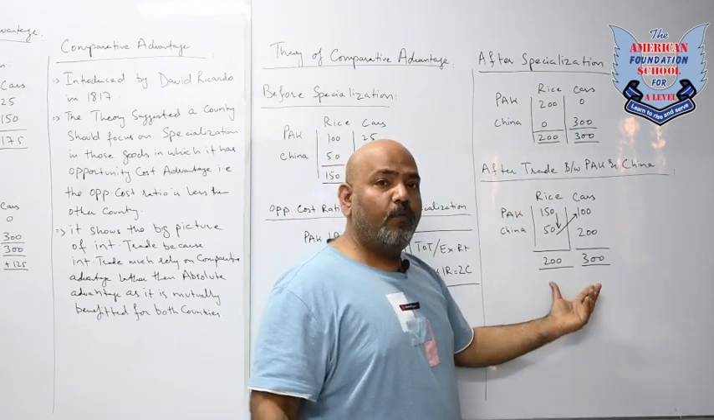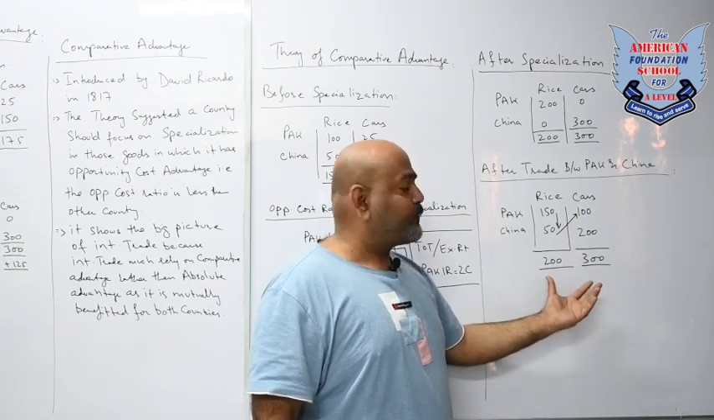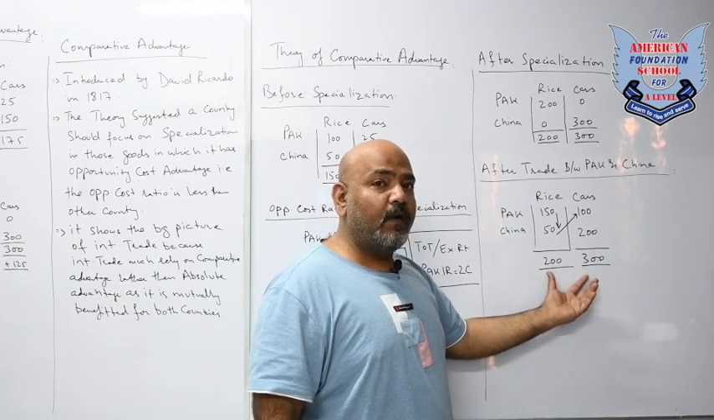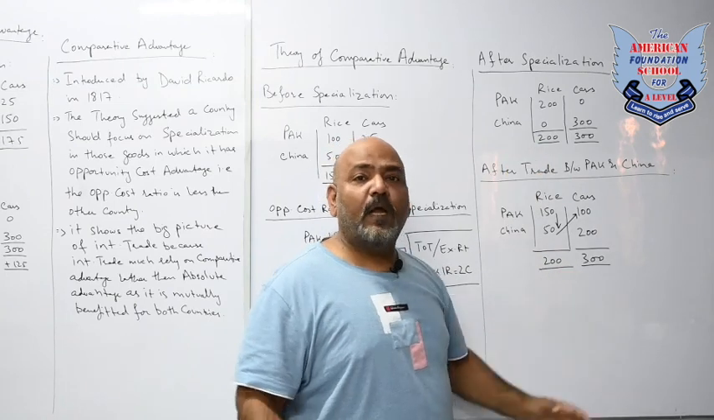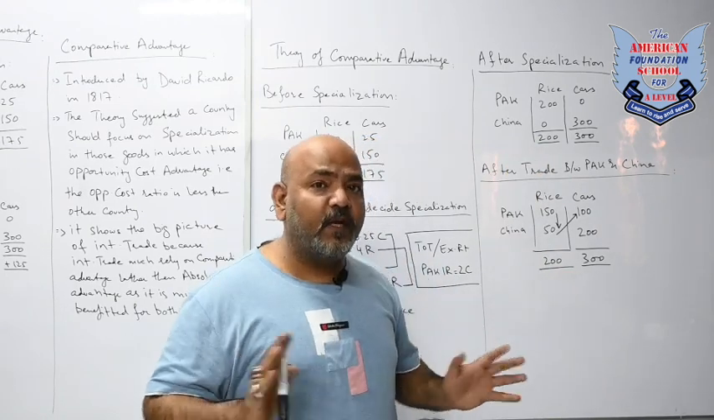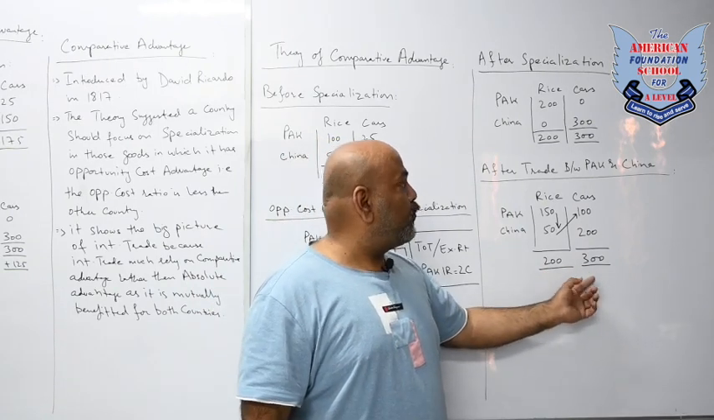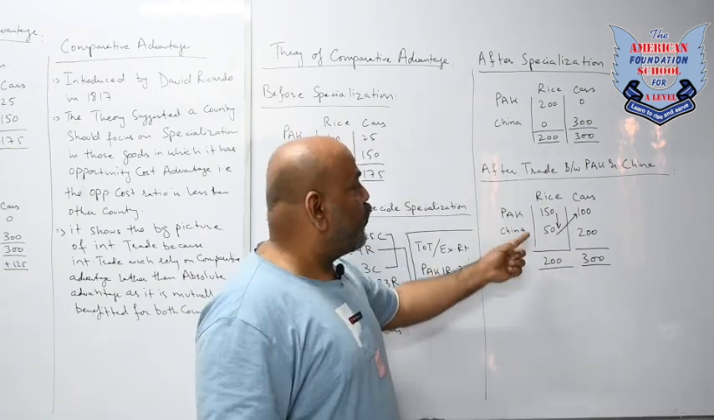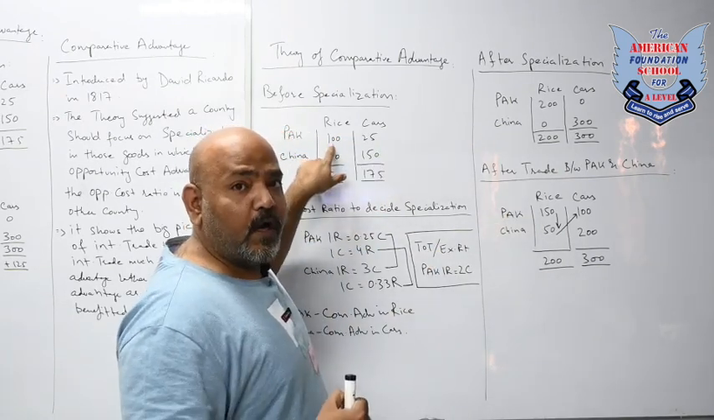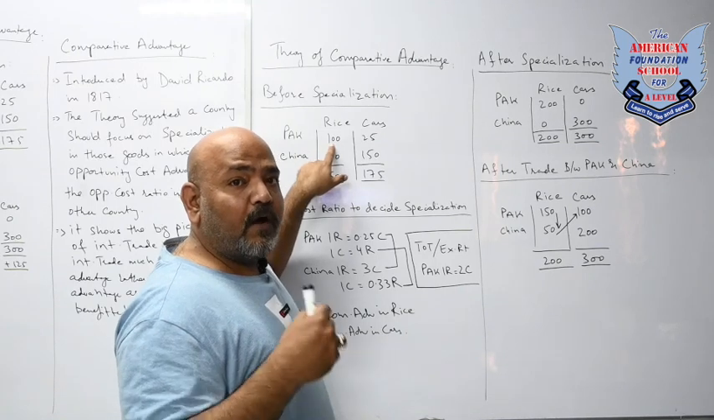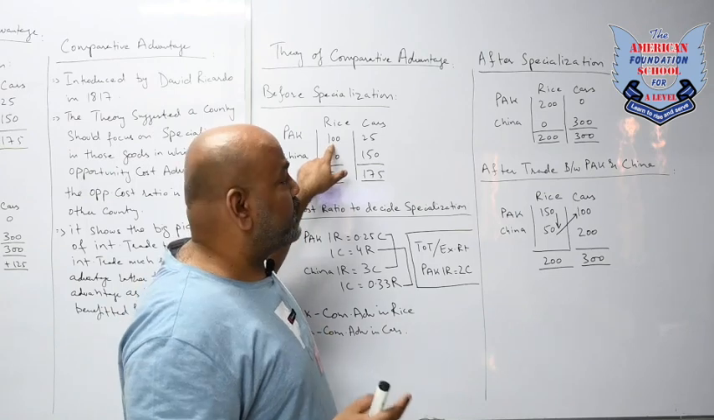Before trade, always remember, this is the last part of trade, after trade. In the after-trade part, always write the total after specialization first, because after specialization the units or quantity will neither increase nor decrease. So I have just written the total first. Now whatever I am going to do, I am going to trade. Before specialization, Pakistan needed 100 units of rice for its own country, and I have to show that after specialization and trade, Pakistan and China both are better off. So let's see.